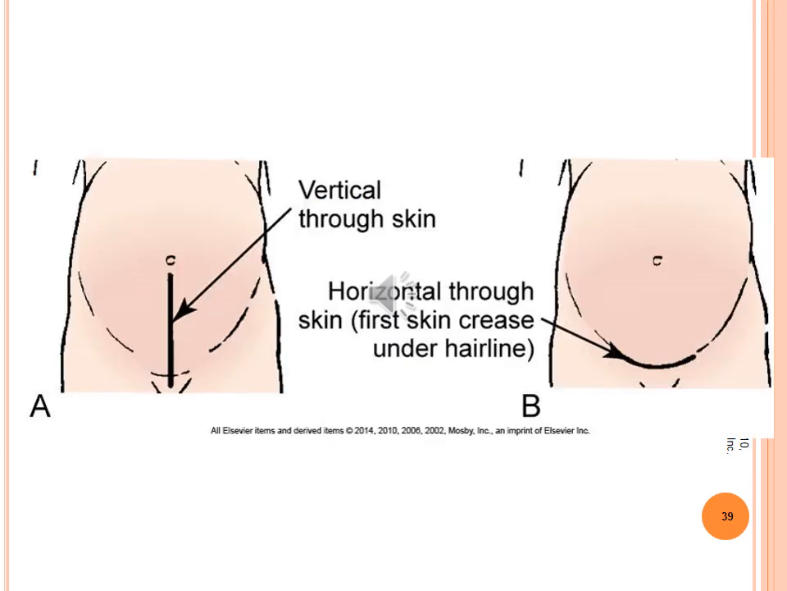This picture depicts different types of incisions for cesarean birth. A is your vertical incision and B is horizontal.